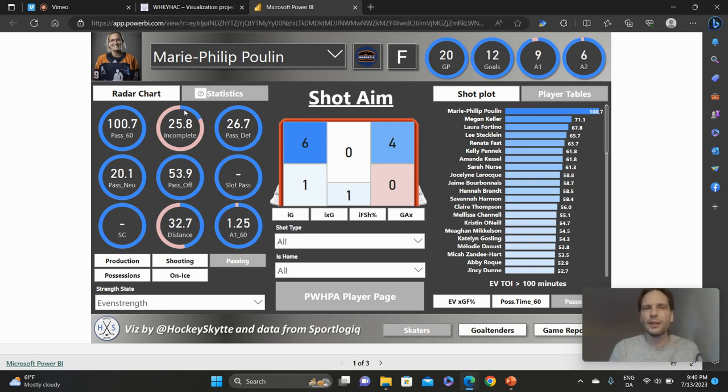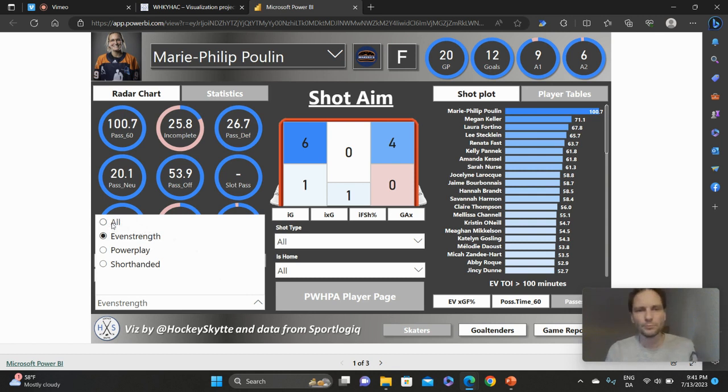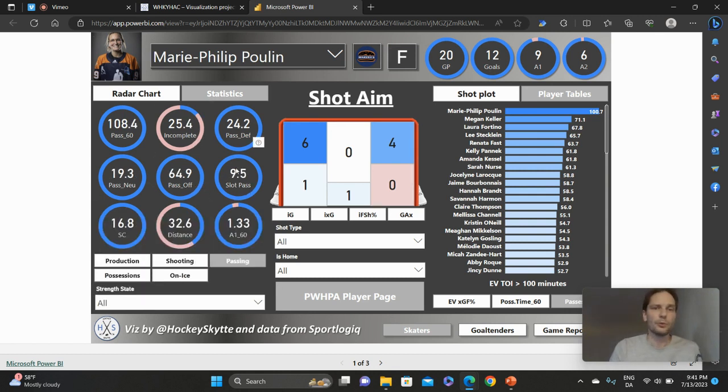She does have a pretty large amount of incomplete passes per 60 minutes, but when she's doing this many passes, it's not really surprising in any way. In terms of slot pass completions and scoring chances generated, that data is not possible for even strength. We only have that data for all strengths. So if we go to all strengths, we will see that she's also ranked number 1 in those 2 metrics. So that's the passing data. You could look up anything else, really, but we'll just focus on the shot data instead.